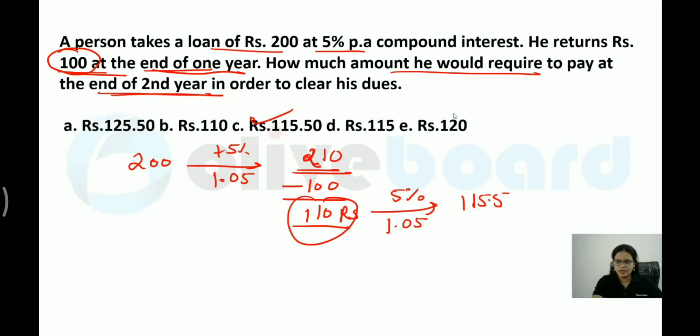So these are the types of questions which can be asked from compound interest over here. So the remaining part, that is the quarterly, the half yearly, as well as the difference question will be discussed in the next class.